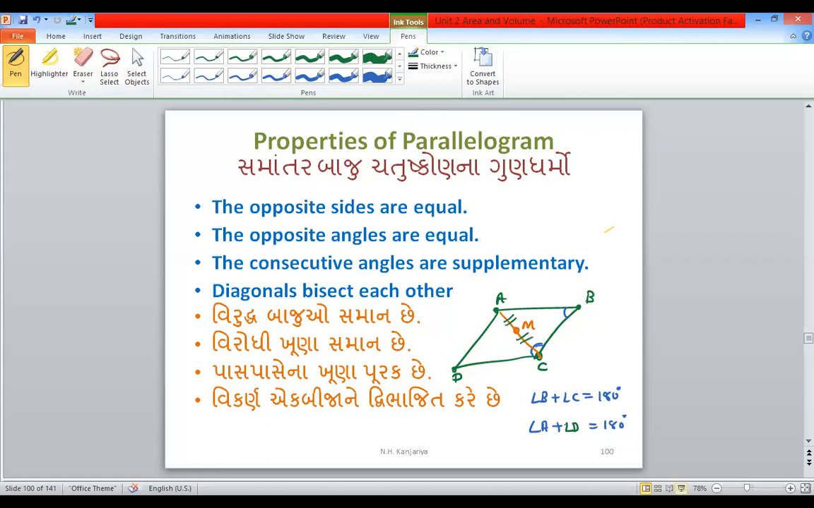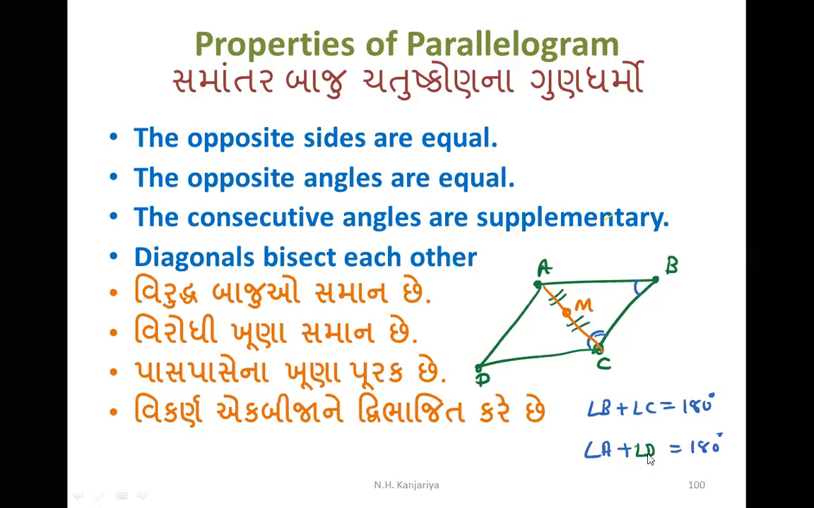So these are the properties of the parallelogram. Opposite sides and opposite angles are equal. Consecutive angles are supplementary and the diagonals bisect each other. Now, you tell me, what is the different property between the parallelogram and the trapezium?